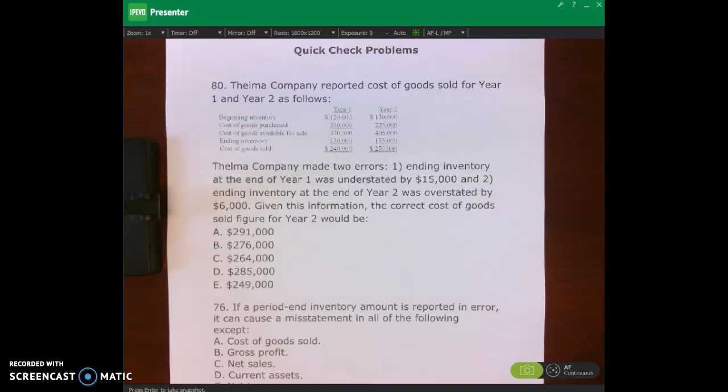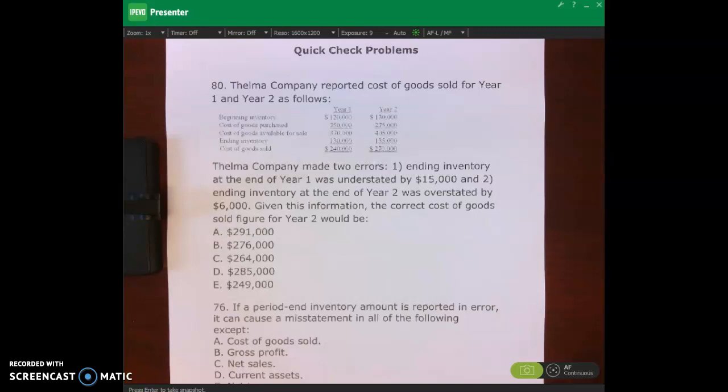Hello and welcome. In this lecture video, we'll be doing some quick check problems revolving around the financial statement errors related to errors in inventory accounts. And then we'll also talk about some inventory ratios, okay? So we look at this first one.